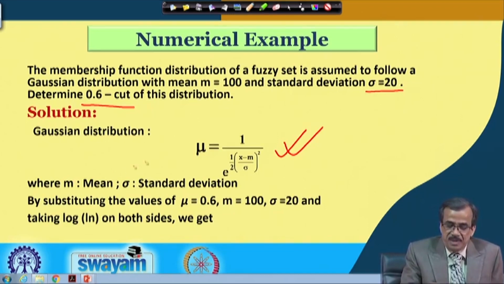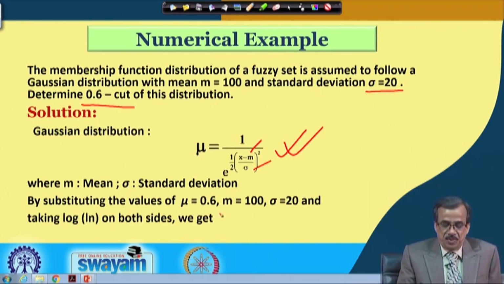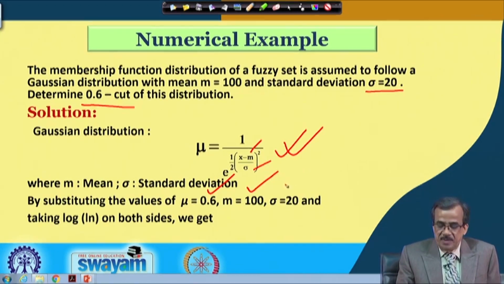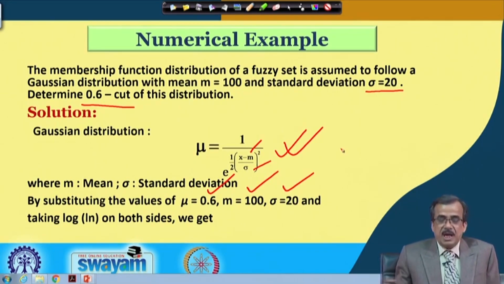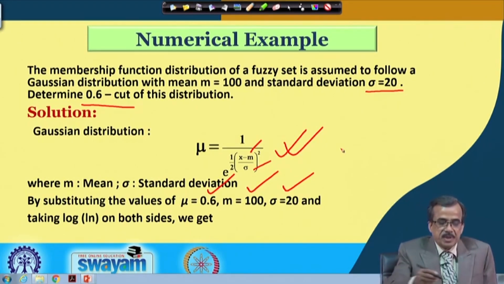Now, where m is nothing but the mean and sigma is the standard deviation. So, what we do is we substitute the values. Mu is equal to 0.6, the mean m equals 100 and standard deviation sigma equals 20. Okay. Now, let us try to find out what should be the value for this mu.